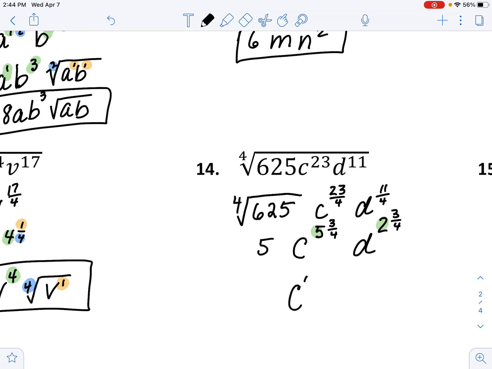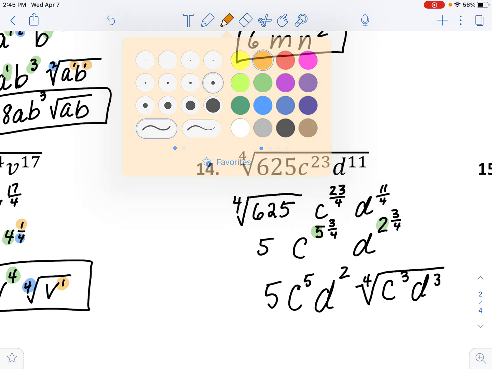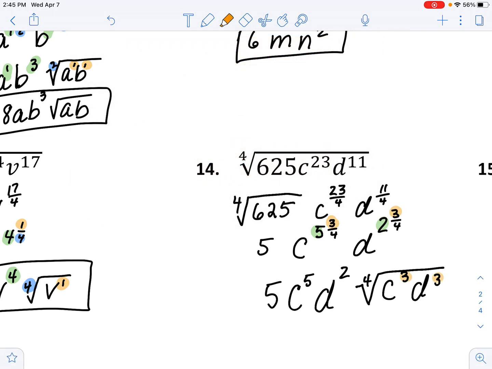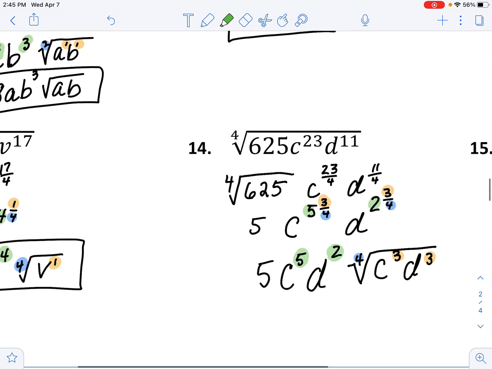So that means we have c to the 5th outside of the radical, and we have d to the 2nd outside of the radical, and then inside the radical, it's an index of 4, it's a 4th root, and then we have c to the 3rd, and also d is also to the 3rd. And again, where I'm getting these numbers, they're the numerators of the fraction part of our exponents. And the part that's outside of the radical was the whole number part of our mixed number. Okay.